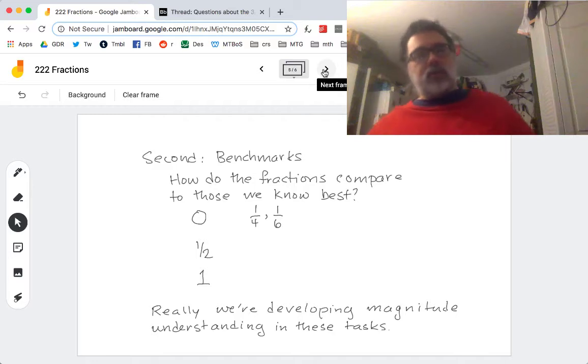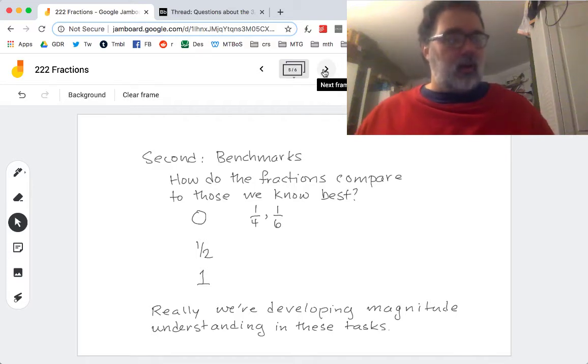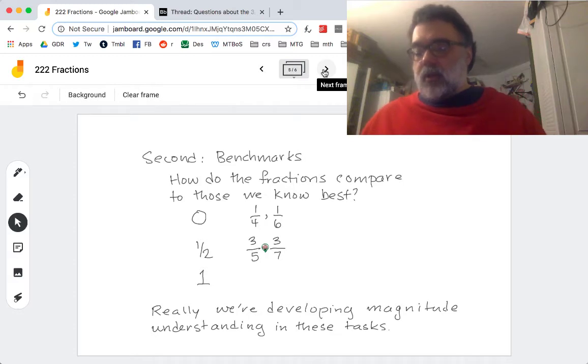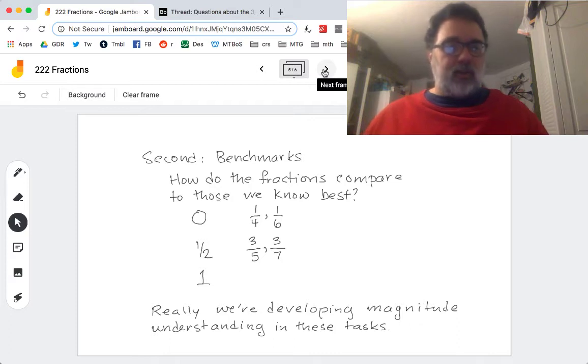So we can use comparison to this to help with that. So what about if we had another case? These are numbers that are close to a half, so I want to think about them there. 3/5 and 3/7. Well, one of them is bigger than a half, and one of them is smaller than a half. So that must mean that the 3/7 is smaller than the 3/5.